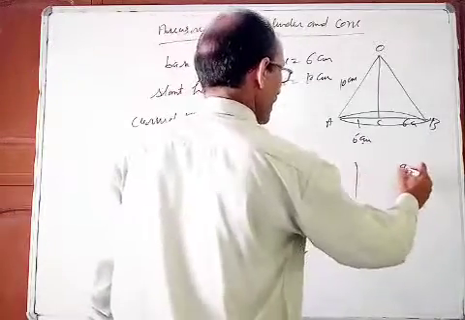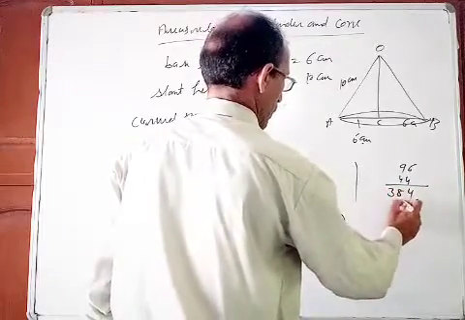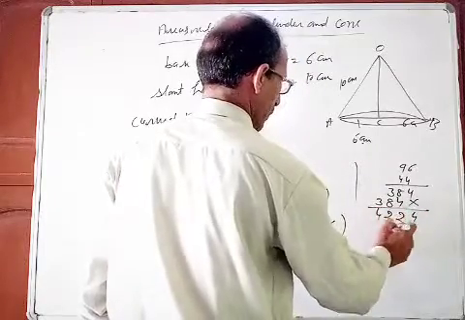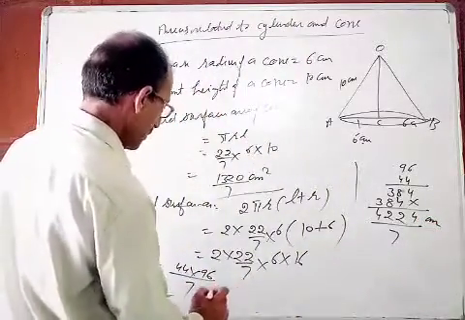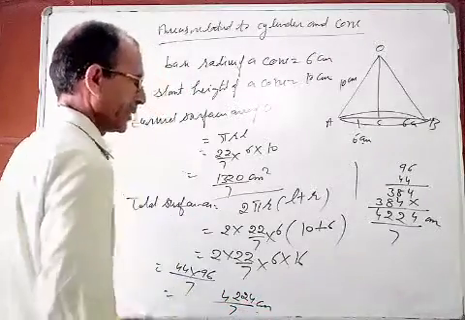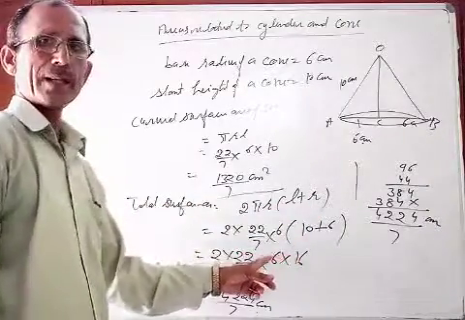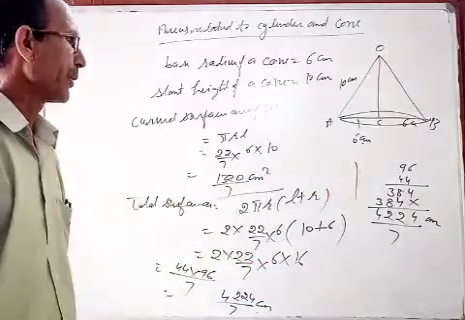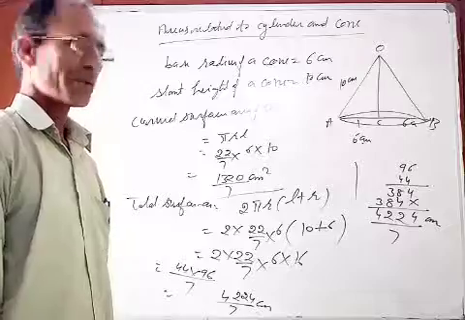So I will multiply here. 96 multiply by 44. So it will be equal to 4224 by 7 square centimeter. You can write in decimal form and you can multiply. 96 multiplied by 44. So it will be 4224 by 7 square centimeter.